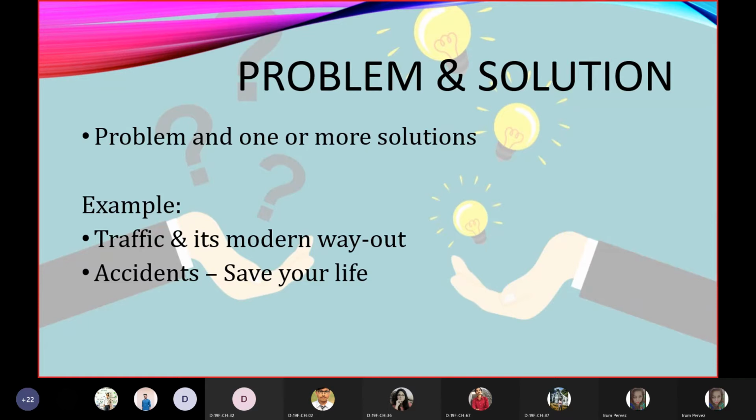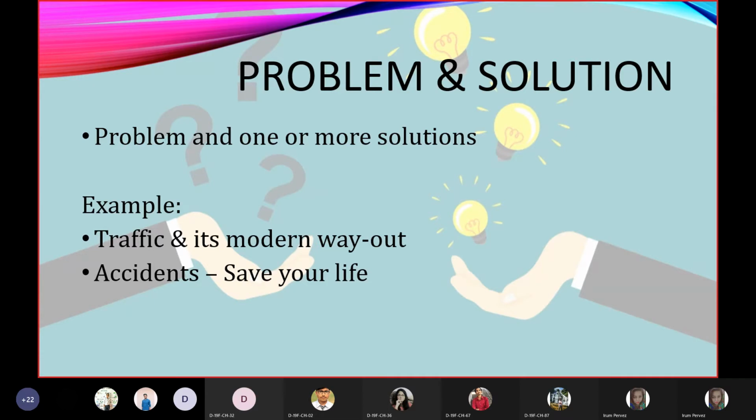For example, we have traffic and its modern way out. So in comparison to all those transport headings, we have traffic and its modern way out. So the problem is traffic. We will be explaining what our problem is and we would be providing solutions, that is its modern way out. Another topic that is related to transport is accidents and save your life. So we would be writing into that how accidents happen and why they are a problem, and we would be providing solutions on how one can save his or her life from accidents.